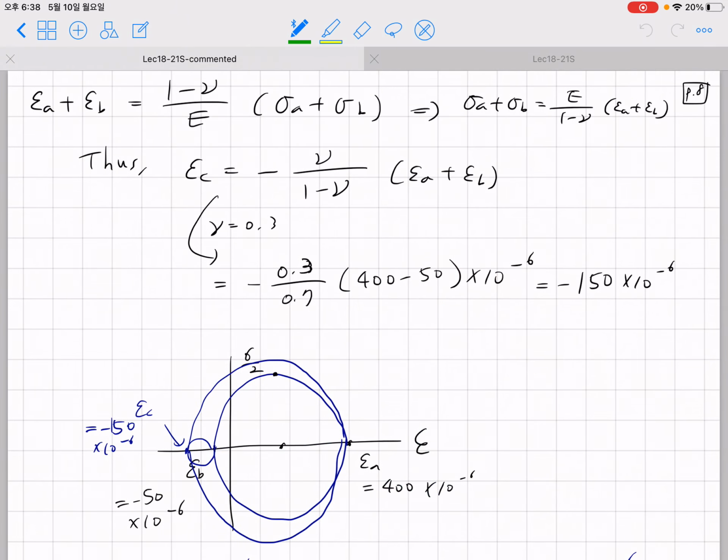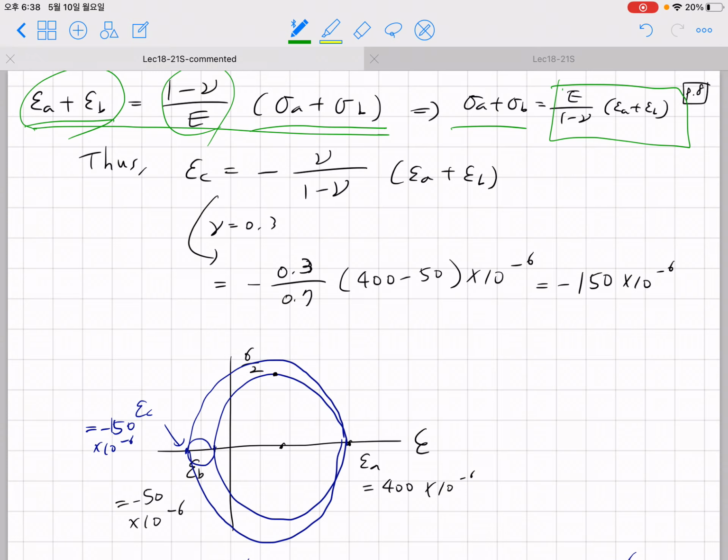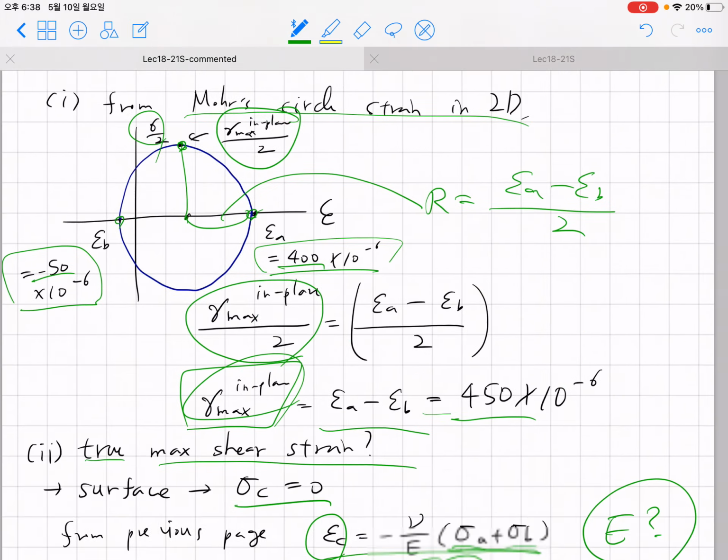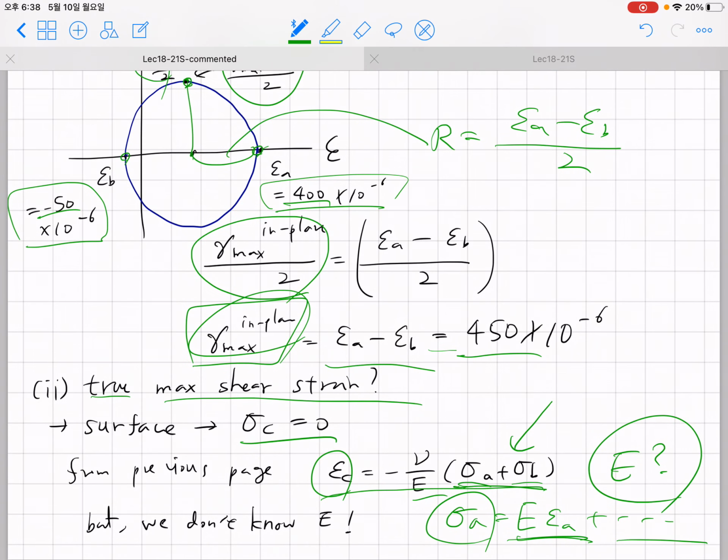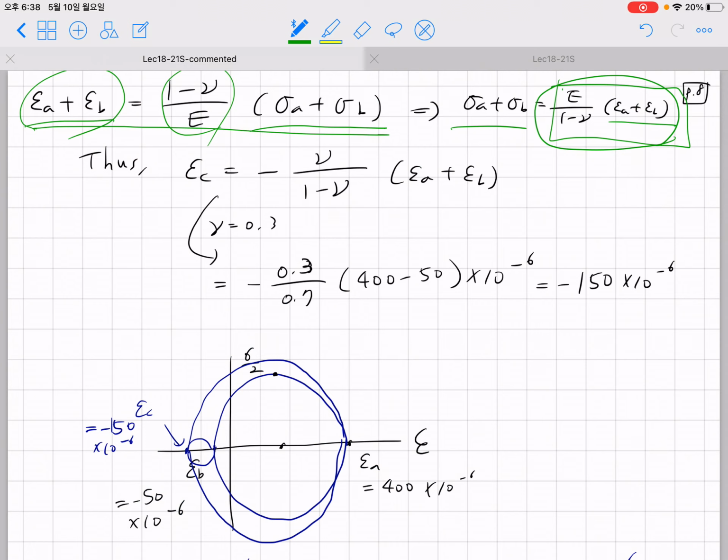After recognizing that, you can realize that 1 minus nu over E multiplied by sigma A plus sigma B is the same as epsilon A plus epsilon B. Or in other words, if you rewrite in terms of sigma A plus sigma B, it's the same as E over 1 minus nu multiplied by epsilon A plus epsilon B. So if you plug this expression in here, you can get rid of Young's modulus, and you find that epsilon C can be written as a function of Poisson ratio nu and epsilon A and epsilon B.